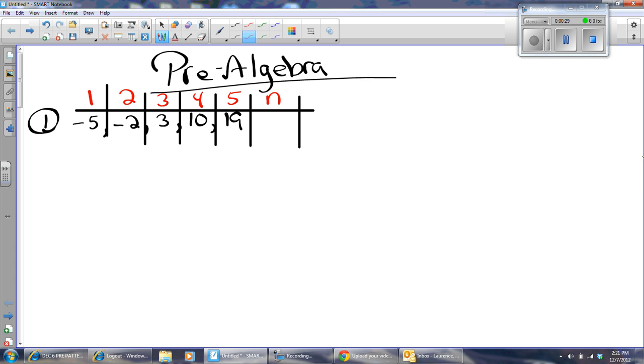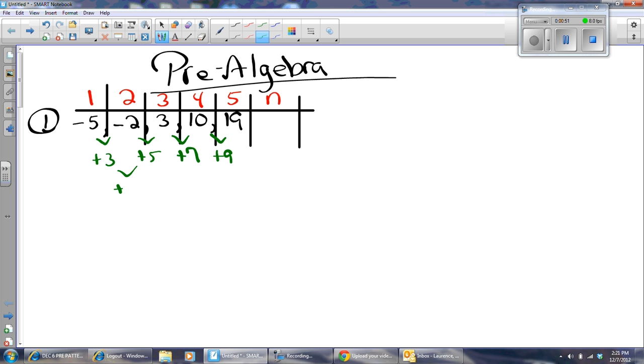So the first thing I do is I go and find my differences, right? So I see that is a difference of +3. And that's a difference of +5. And there's a +7. And that's a +9. No matches, so I have to go down to the second level.